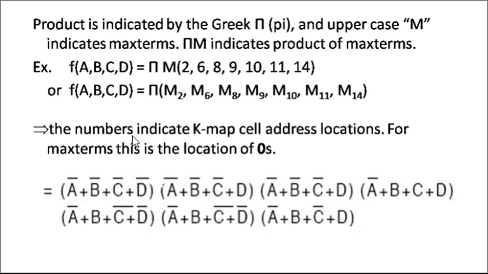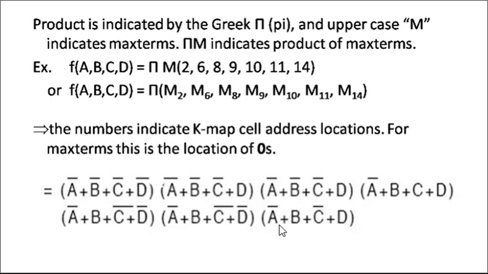See now, this is one example where A bar plus B bar plus C bar plus D bar is one term, multiplied into another term. That's why it's called product of sums, POS. Like this, there are 7 terms existing.